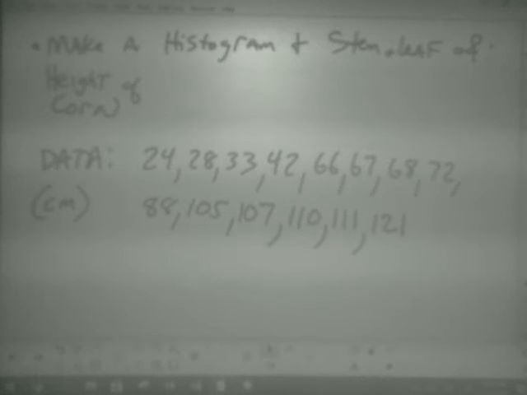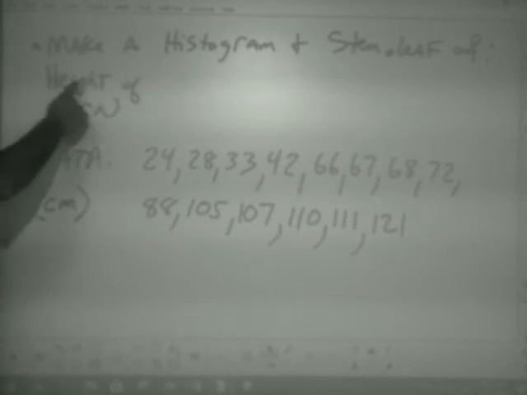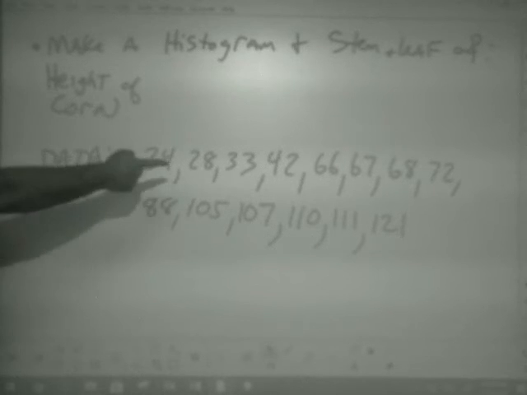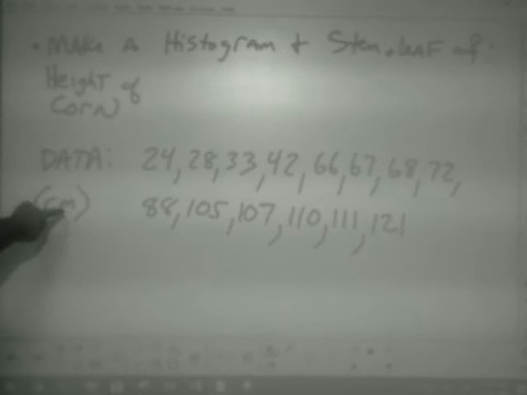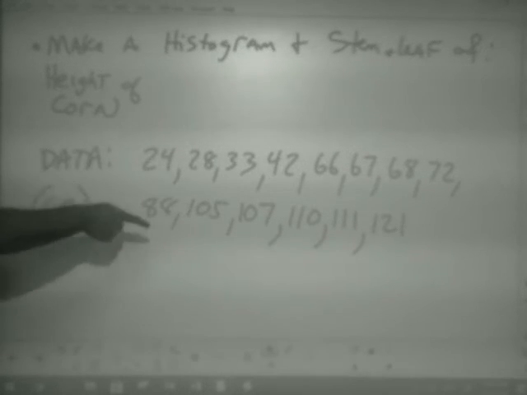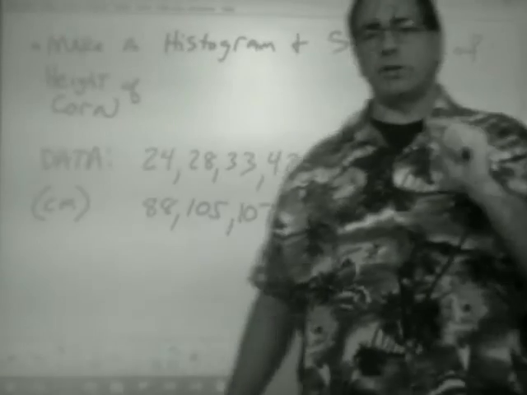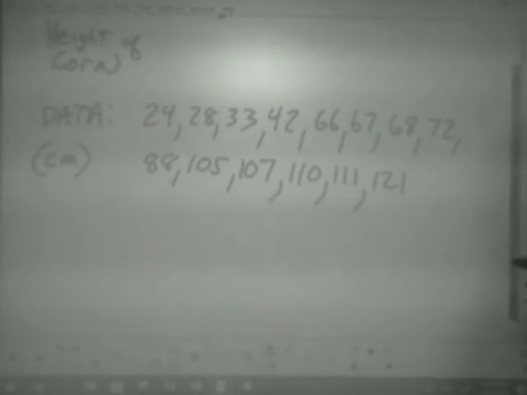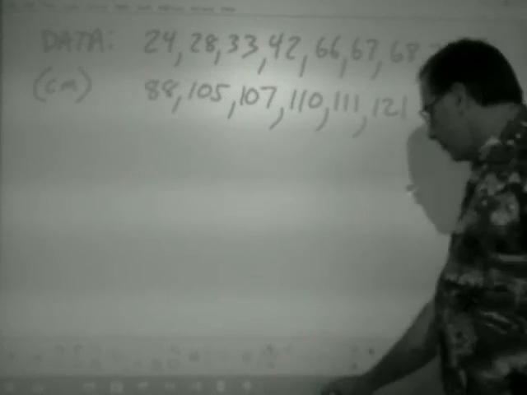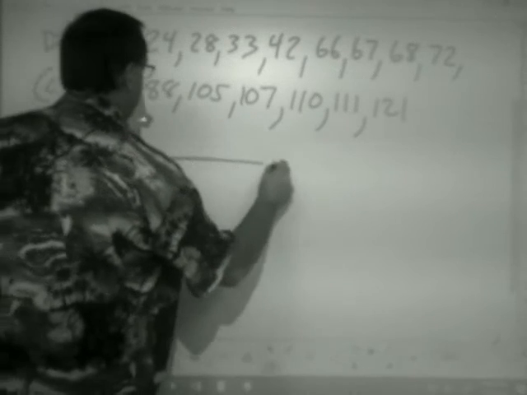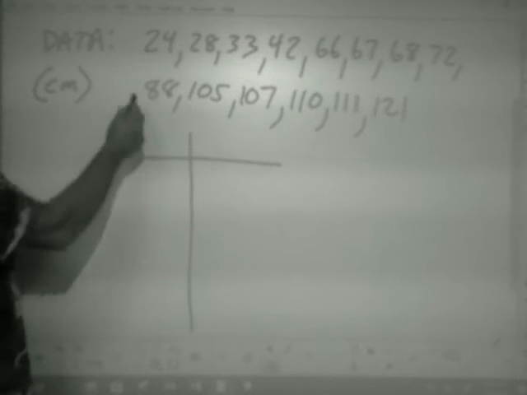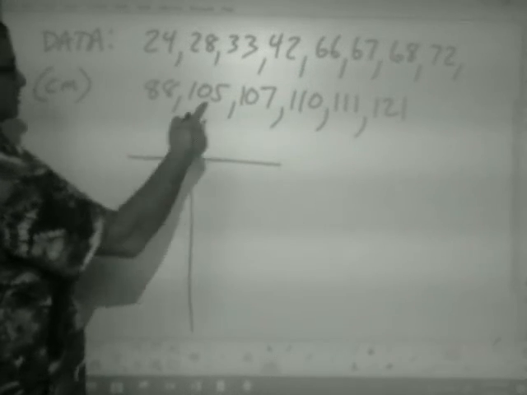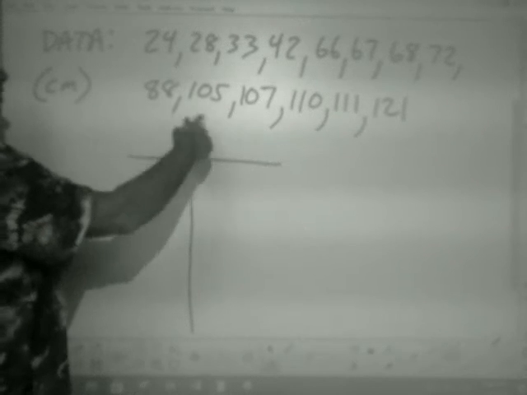So let's take a look. Here's an example. Let's make a histogram and a stem and leaf of the height of corn. Here are some corn heights that I measured in centimeters. I'm going to tell you right now, it's easier if you make a stem and leaf plot first, because histograms are extremely easy once you have your stem and leaf completed. Again, I think I'm going to make my stems the tens place. So 2 is my lowest stem, and my highest goes all the way up to 12.